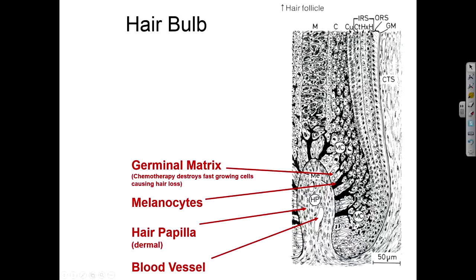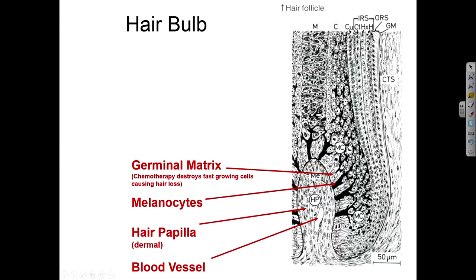Okay, so this bulb at the bottom from which the hair grows consists of a dermal papilla. So this part in here is the dermis, and this growing hair is epidermal in origin. And this dermal papilla has blood vessels in it that give nutrients to the keratinocytes of the growing hair of the bulb to let it grow. Right, so that's the dermal papilla.